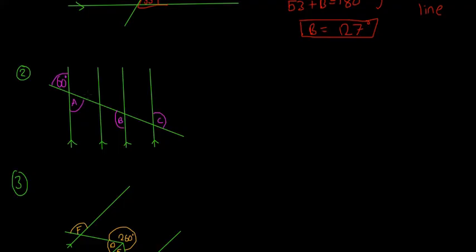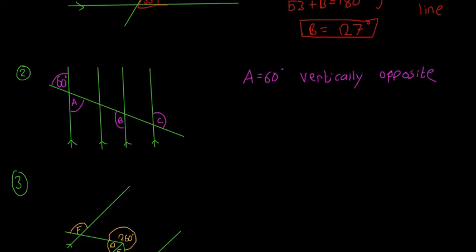Okay, so now we have 4 parallel lines and 1 line crossing it. We're given that this angle here is 60 degrees. This is A, B, and C, and these are the angles we're trying to find. So again, pause this and try it yourself first, and then I'll go through it. Just try and remember all the rules from the last video. The first thing I see is that straight away A is going to be equal to 60. So A is equal to 60 degrees, and that's because they're vertically opposite.